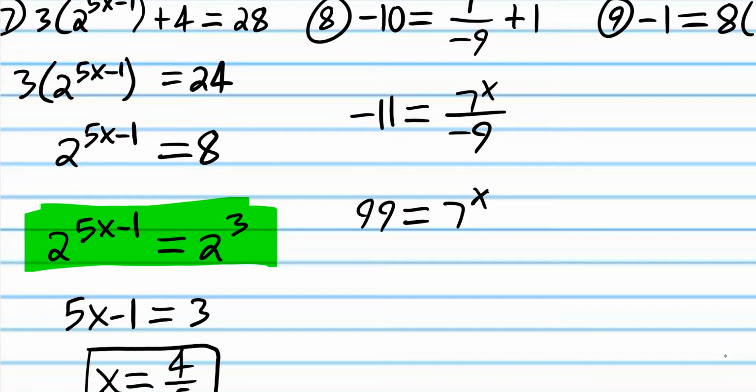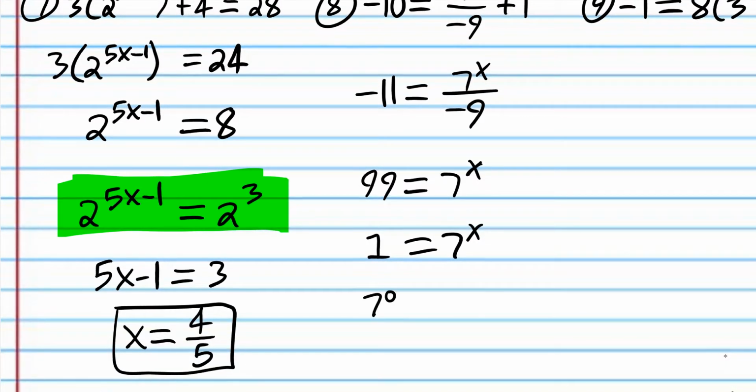Now, if this were a 1, then the answer would be obvious. We could just change the 1 to 7 to the 0 power, and obviously x would just be 0. If this were a 7, the answer would be obvious too, because we could just change that to 7 to the 1 power, and we could see that x is equal to 1. If this were 49, then we could change it to 7 to the 2nd power, and x would be equal to 2. If this number were 343, I know that's kind of a big number, but that would be 7 to the third power, and x would be equal to 3. But we don't have any of those numbers. We have 99. How in the world are we going to solve this equation?